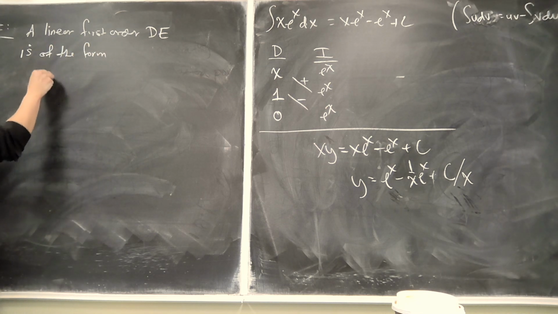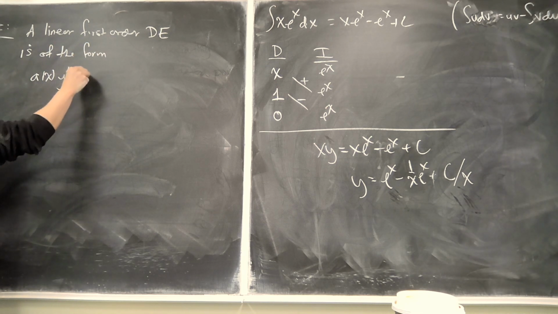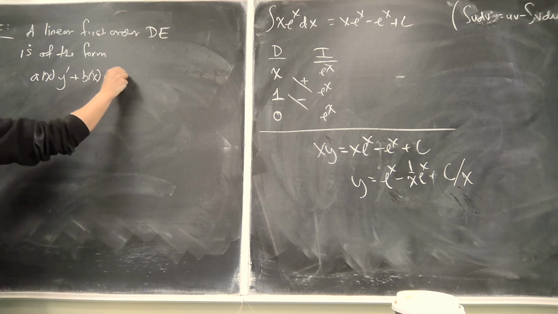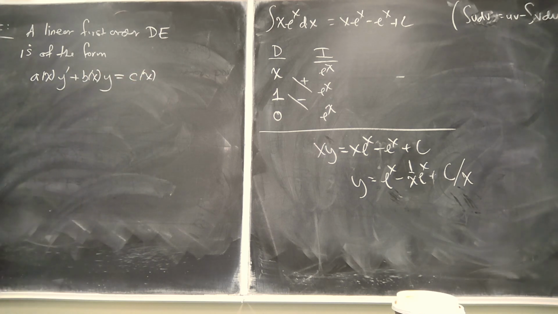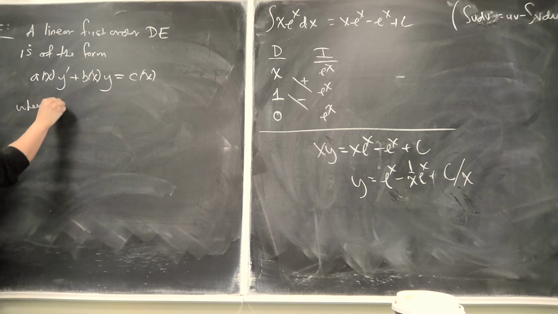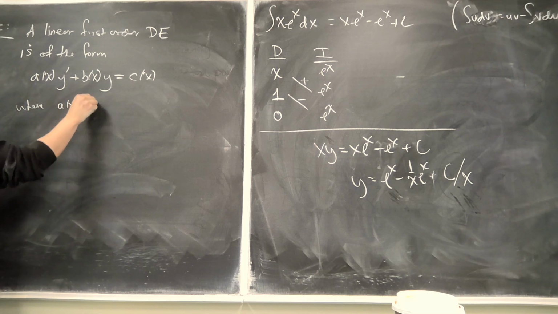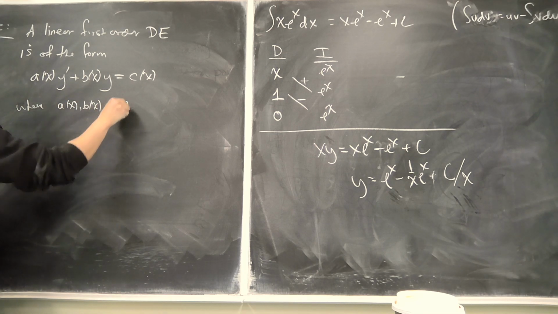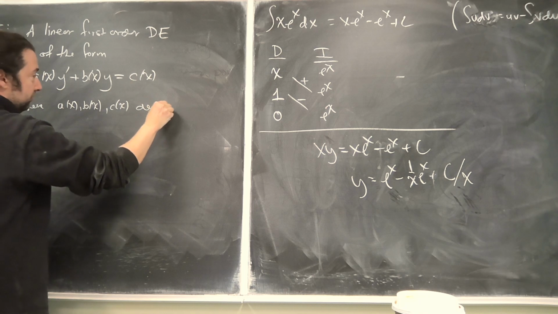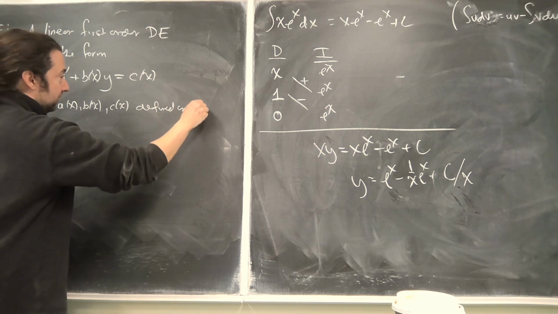a of x y prime plus b of x y is equal to c of x. Every first order linear differential equation looks like that. And this is where our functions a of x, b of x, and c of x are defined on some interval. So no asymptotes allowed.